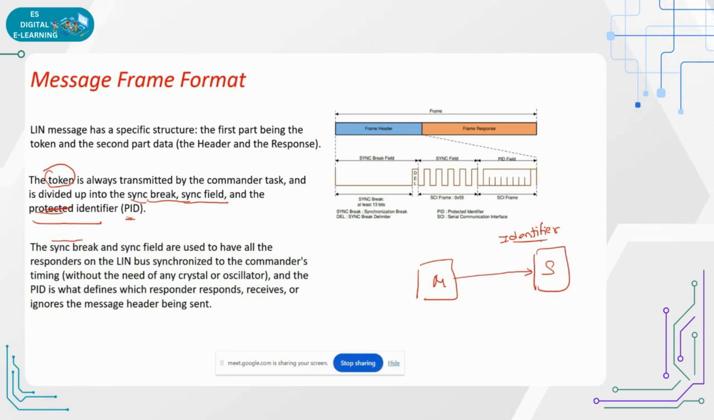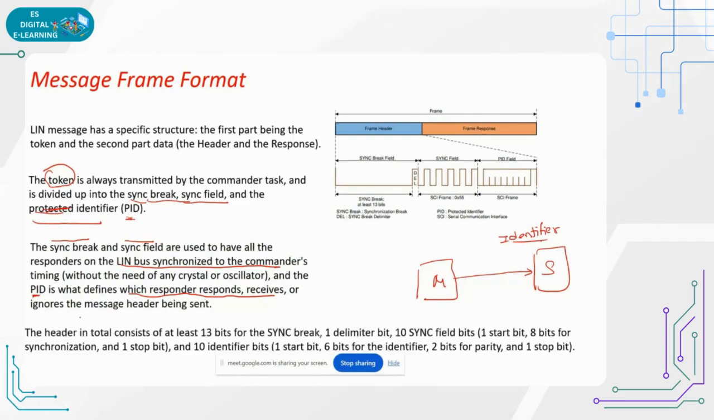And what are the sync break and sync fields used for? They are used by the responder on the LIN bus for synchronization purposes. That is considered as whether the message will be sent or not. And PID is the identifier, which contains who should respond and whom I need to send the data to, so that the data is sent successfully. All of that is considered part of the identifier.